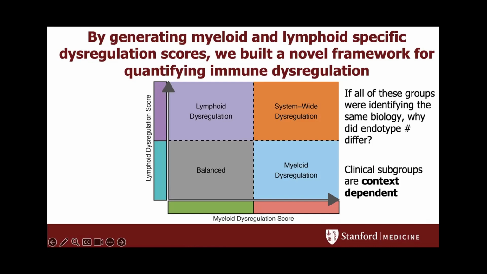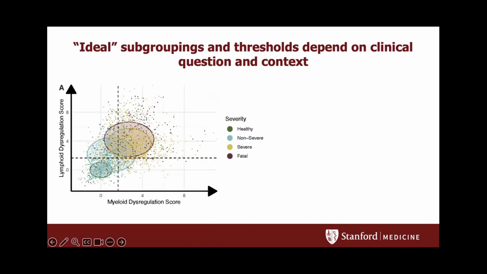So as I sort of mentioned, these clinical subgroups are really context dependent. And this is a really nice visualization of that idea. This is looking at the framework we just discussed, and with different colors, we're showing the mean and standard deviation across different severity levels, ranging from totally healthy individuals, to non-severe infections, to severe infections in yellow, to fatal infections in this dark red.